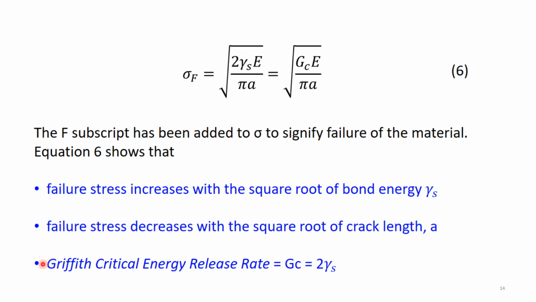And the Griffith critical energy release rate is given by Gc, which is equal to twice the bond energy gamma S.